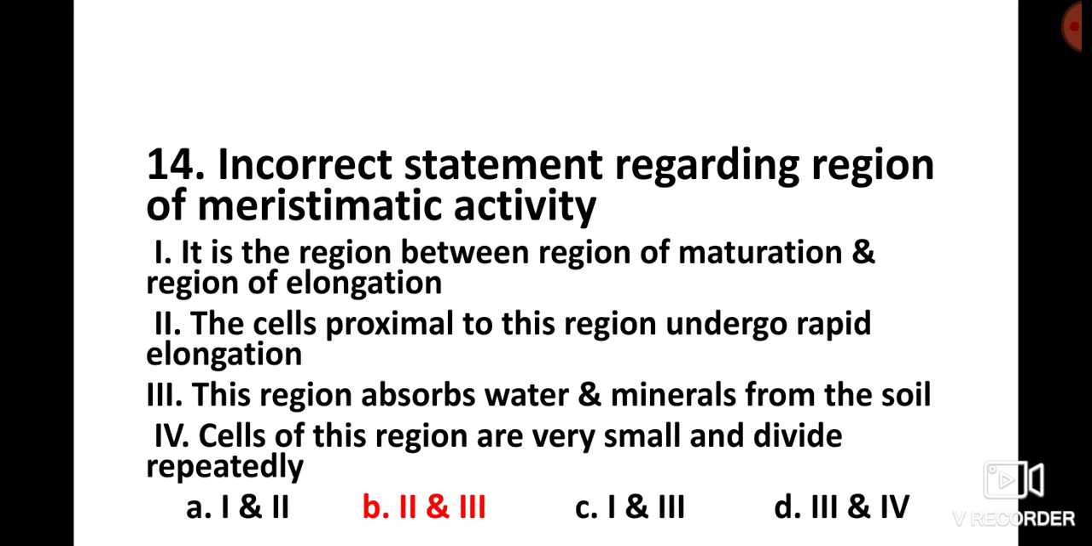Question number 14. Incorrect statement regarding a region of meristematic activity. First statement, it is the region between region of maturation and region of elongation. Statement number 2, the cells proximal to this region undergo rapid elongation. Statement number 3, this region absorbs water and minerals from the soil. Statement number 4, cells of this region are very small and divide repeatedly.